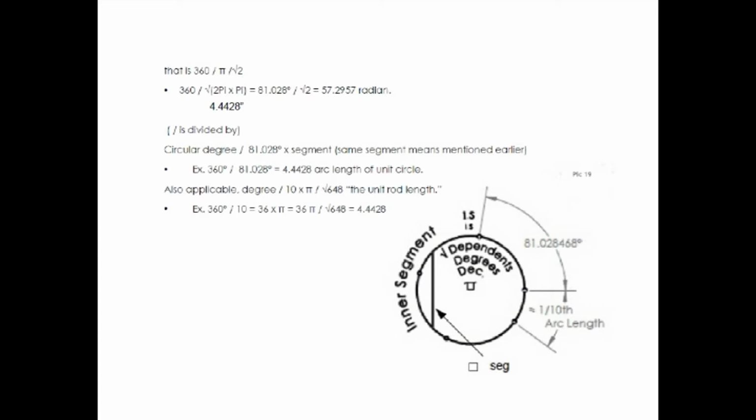Also applicable, degree divided by 10 times pi divided by the root of 648, which is a unit rod length. Example, 360 degrees divided by 10 equals 36, times pi equals 36 pi, divided by the root of 648 equals 4.4428. The architect's set unit controls all measures.